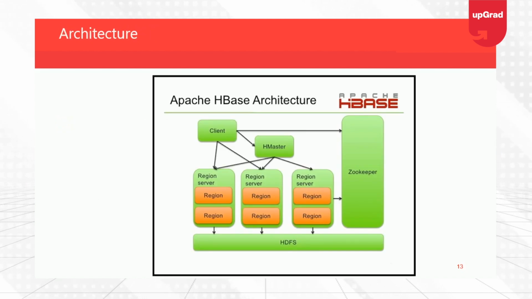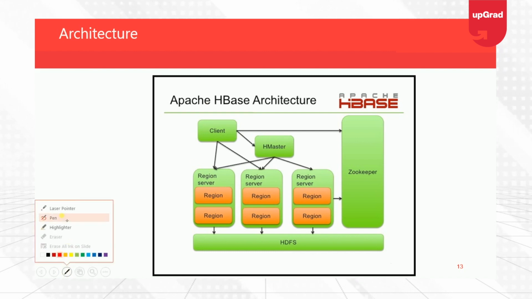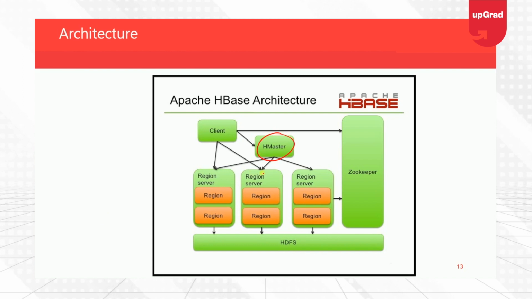In order to deeply understand how HBase works, let us understand the HBase architecture. HBase architecture is composed of three different types of servers in a master-slave type of architecture. So, what are those servers? HMaster, region servers, and Zookeeper server. These are the three different servers of which HBase is composed.